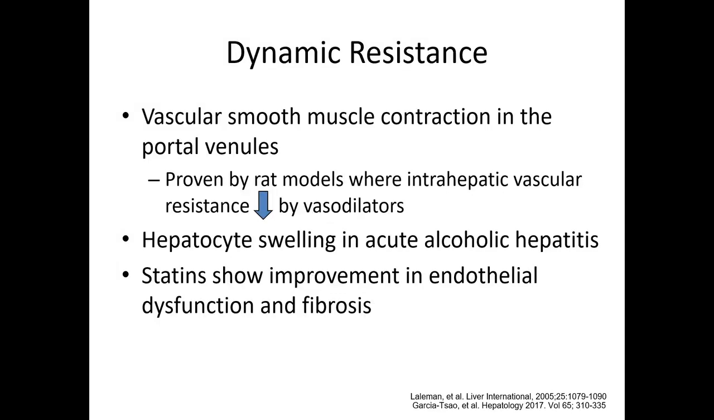Resistance can be dynamic, and that's demonstrated as vascular smooth muscle contraction can be influenced in the portal venules by rat models which showed intrahepatic vascular resistance can be decreased with vasodilators. There's also hepatocyte swelling, which improves in the setting of resolution of acute alcoholic hepatitis, and statins can show improvement in endothelial dysfunction and fibrosis.